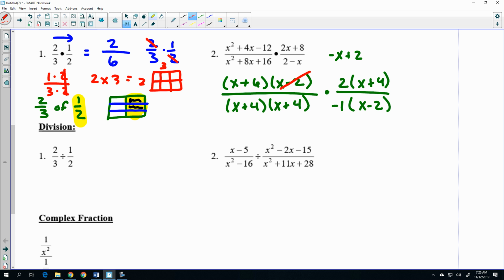x minus 2 divided by x minus 2 is 1. So we cancel them. Lots of people sometimes think they're 0. No, it's 1. What else? I think we can do x plus 4. So does it matter which one? And what I have remaining is my answer. Would you agree? Leave your answer there. You don't need to multiply it out. You want it in pieces and parts. I can see the pieces and parts.